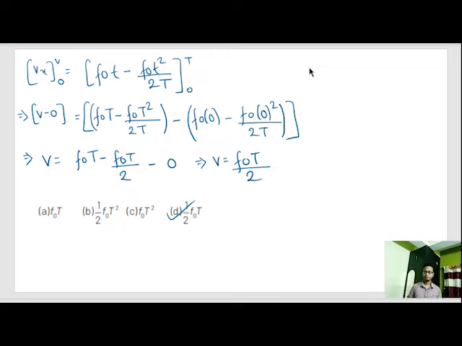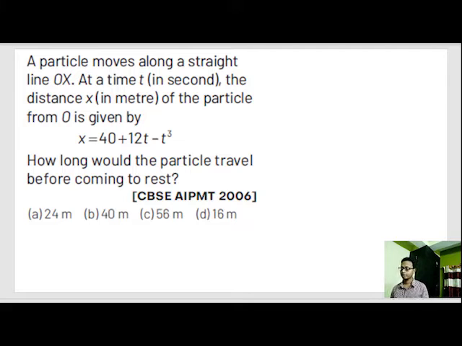So now let's proceed with the next question. Let's see the next question. A particle moves along a straight line OX.